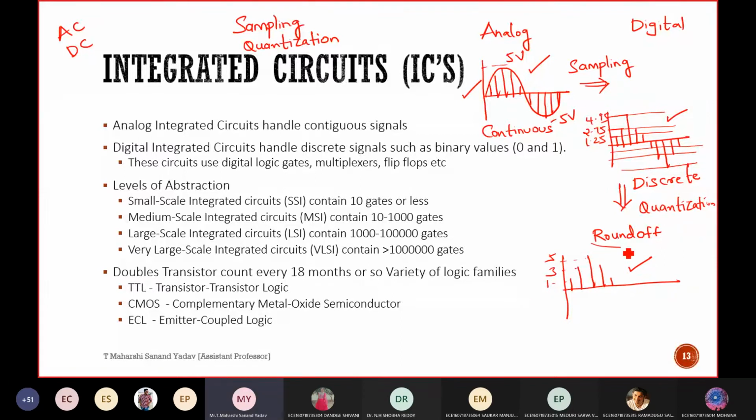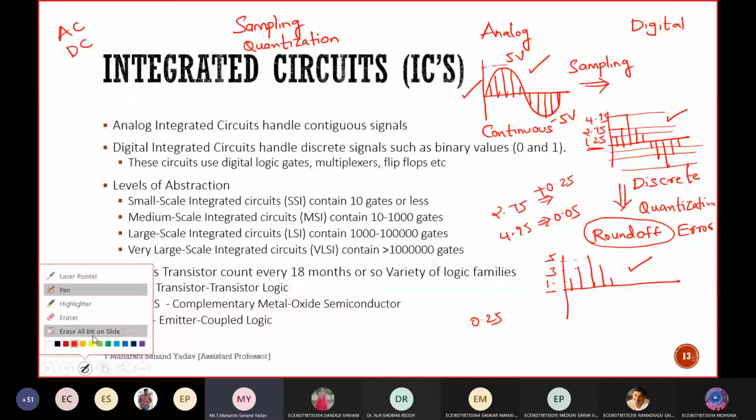Okay, but there is a problem called rounding off. See here, if it is 1.25, I'm considering it as 1, which means there is an error of 0.25. Whereas here, for 2.75, I'm adding plus 0.25, and for 4.95, I'm adding a value of 0.05. So we call this round off error. Right, so we are done with analog, discrete, and digital.